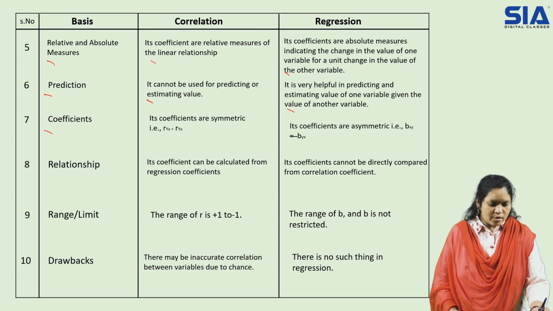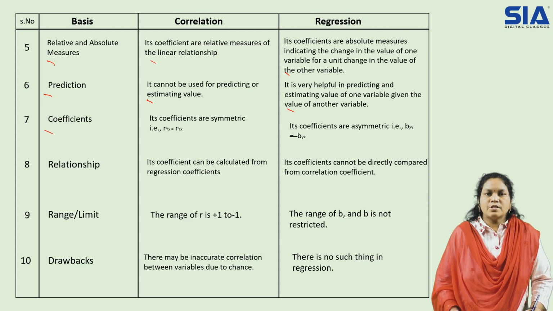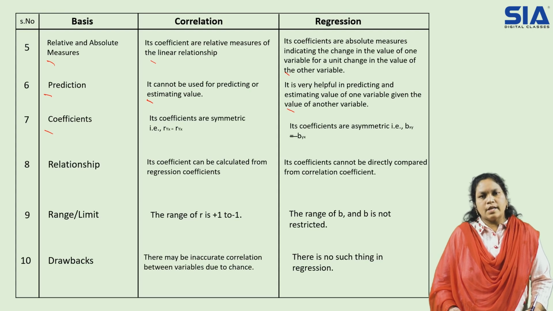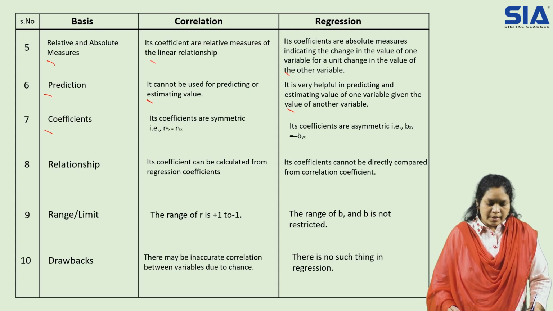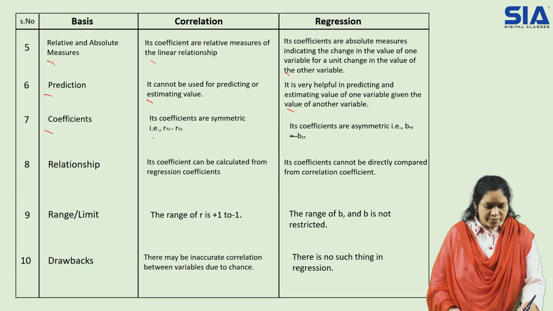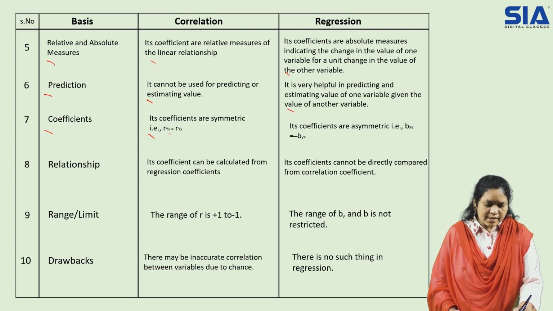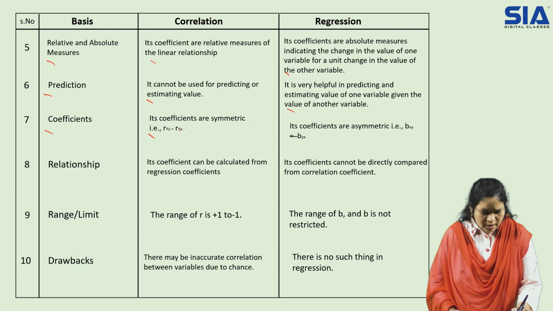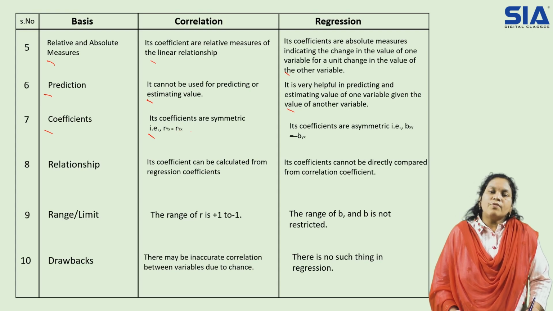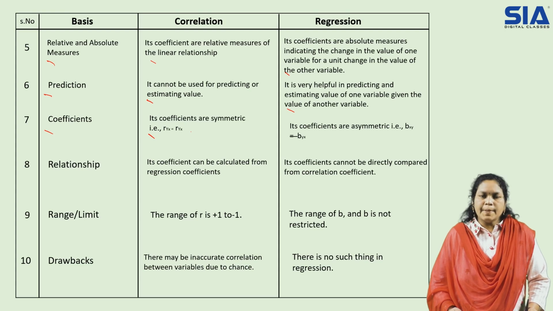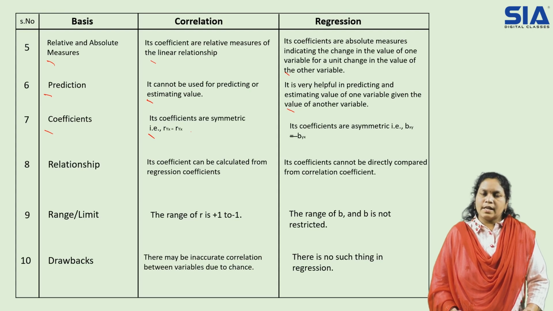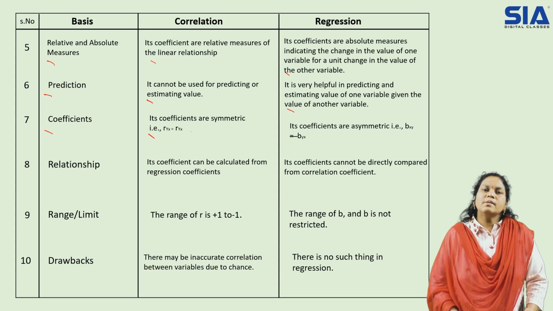Next, the seventh point, we have coefficients. Just now we discussed that coefficients will be there for both correlation as well as regression. Let us check how they are implemented here. Correlation coefficients are symmetric. The symmetric property holds good for correlation, that is, Ryx is equal to Rxy. Both are equal. Whenever we compare those coefficients they will be equal, and that property we call the symmetric property.